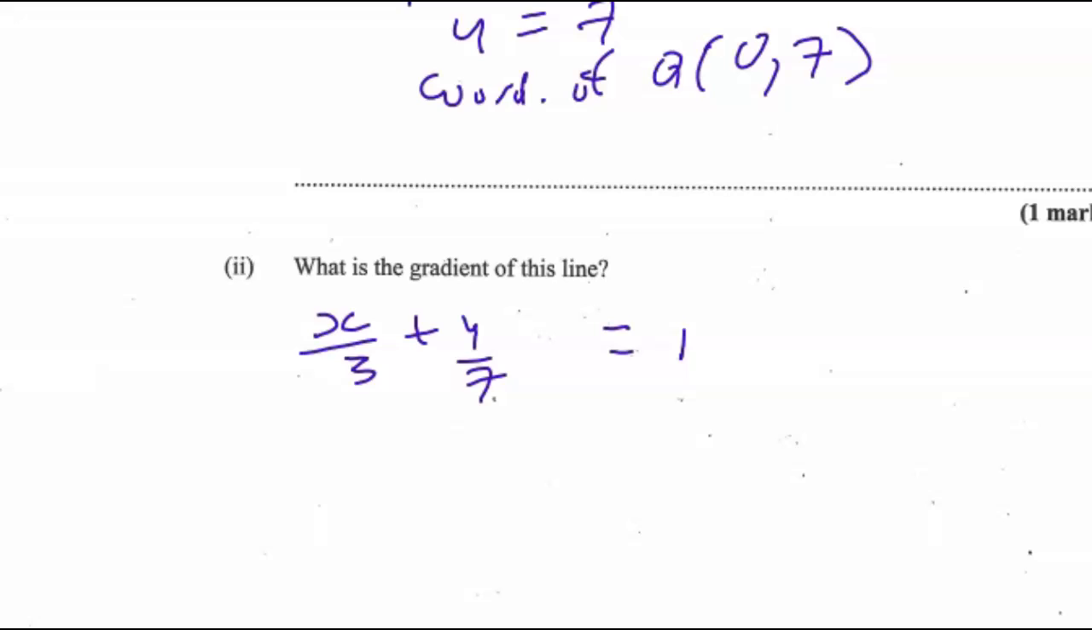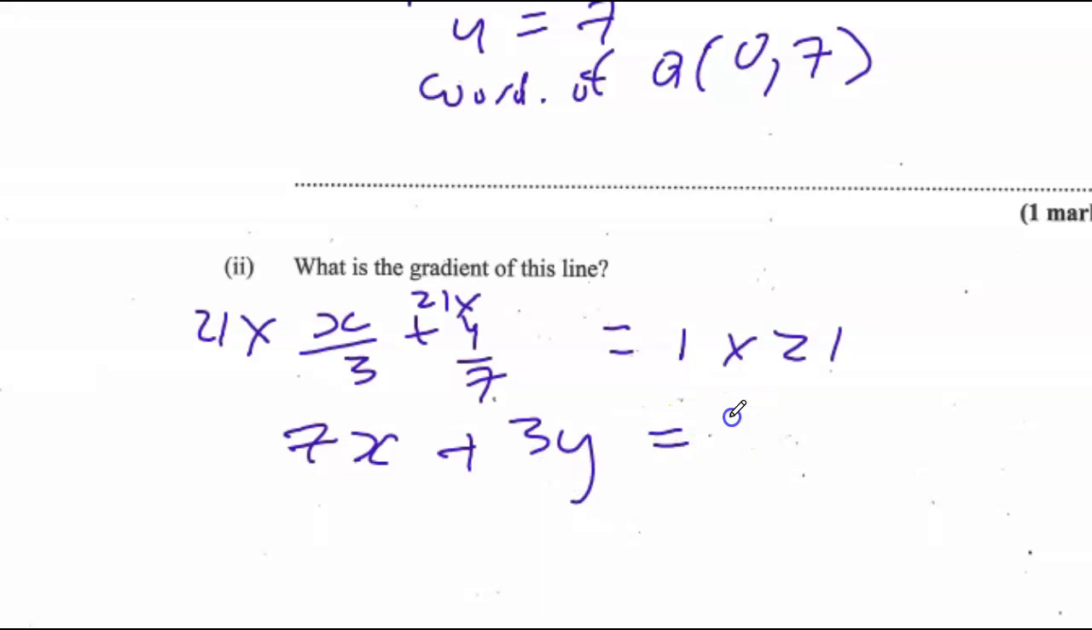Next we're asked for the gradient of the line. Now remember, the gradient of the line, if we have the equation, is the coefficient of x when y is the subject. So what we can do is multiply each term by the LCM here, 21, just to transpose for y. So 3 into 21 is 7, so this will be 7x plus 7 into 21, that's 3, so 3y is equal to 21.